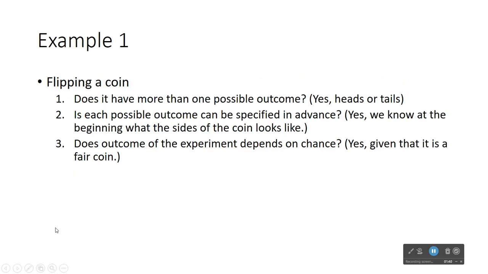The first example is flipping a coin. Does it have more than one possible outcome? Well, if you're dealing with a typical coin, yes, it's going to come down either heads or tails. Is each possible outcome specified in advance? Yes, we have our coin. We know the coin has a head on one side and on the other side something that we call the tail, whatever that may be. So yes, this does fit that criterion.